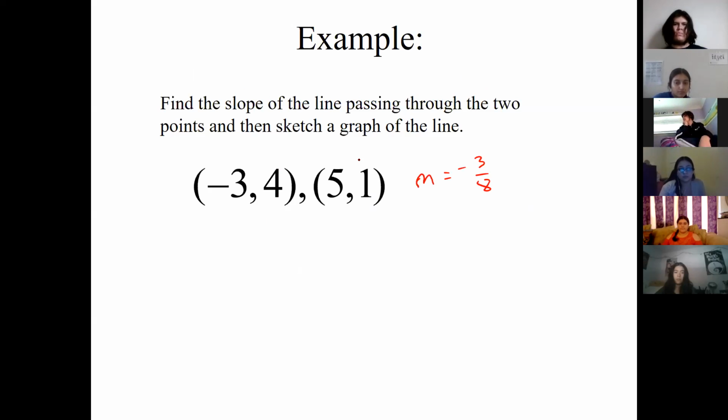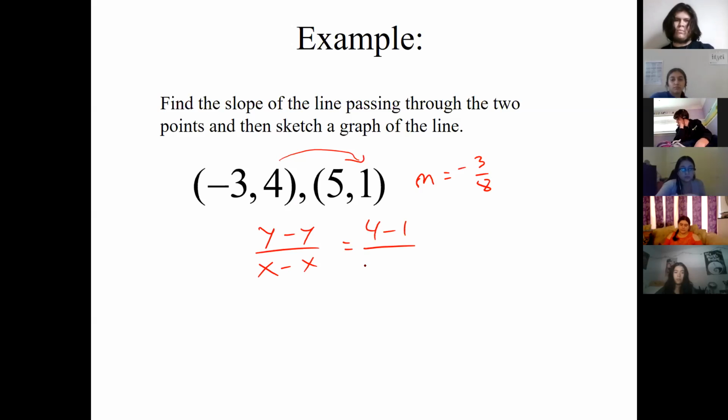So we're just gonna subtract these guys, right? So it's y minus y, x minus x. So that's 4 minus 1. We have 3 minus 5. 4 minus 1 is 3. 15 minus -8. So I agree. Very good. And did you sketch a graph?